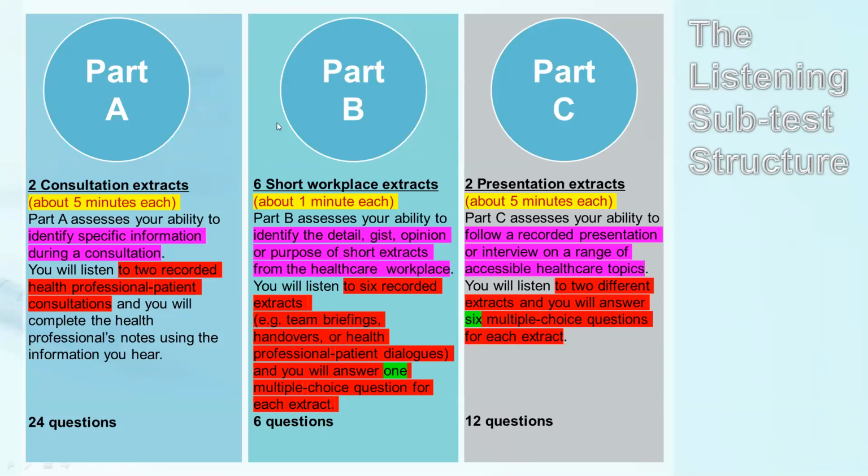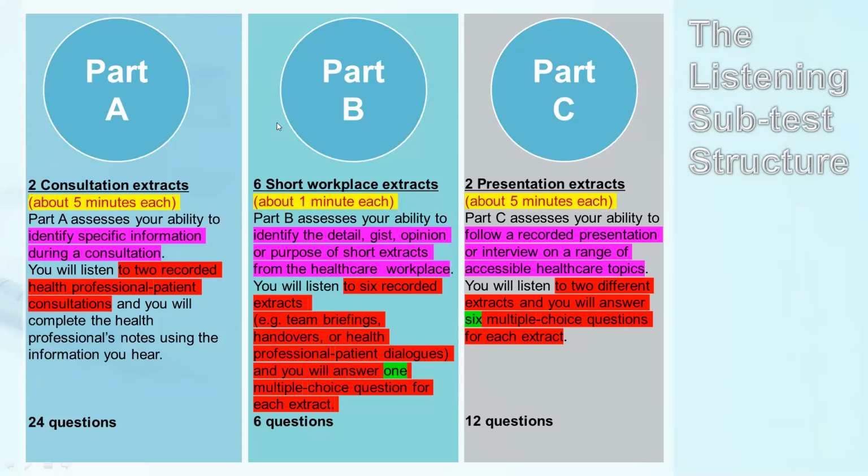In the next part, Part B, you will have 6 short workplace extracts, about 1 minute each. Part B assesses your ability to identify the detail, gist, opinion, or purpose of short extracts from the healthcare workplace. You will listen to 6 recorded extracts, for example, team briefings, handovers, and health professional-patient dialogues, and you will answer 1 multiple choice question for each extract. The sum of questions in this part is 6 questions.